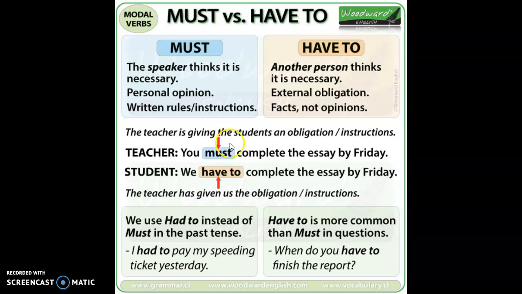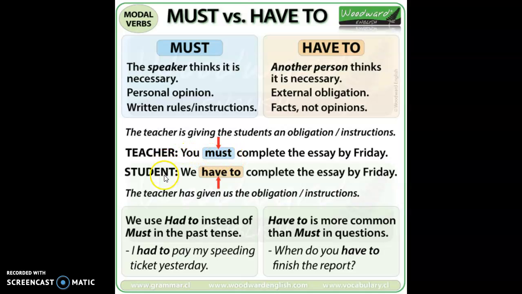The teacher is giving the students an obligation or instructions. So let's read it. The teacher says, you must complete the essay by Friday. Okay? That is, the speaker thinks it is necessary. That's why you use must.